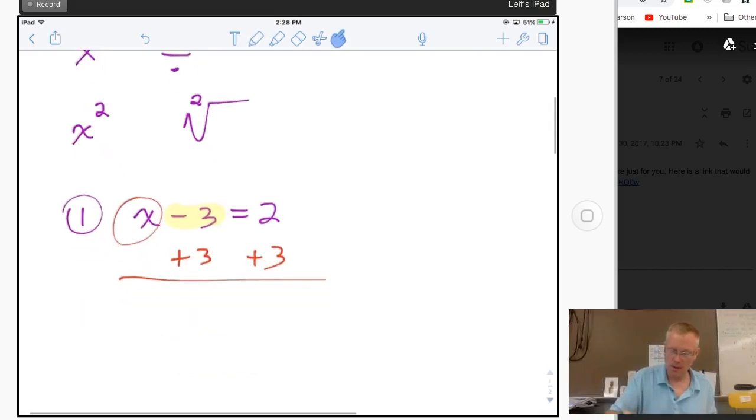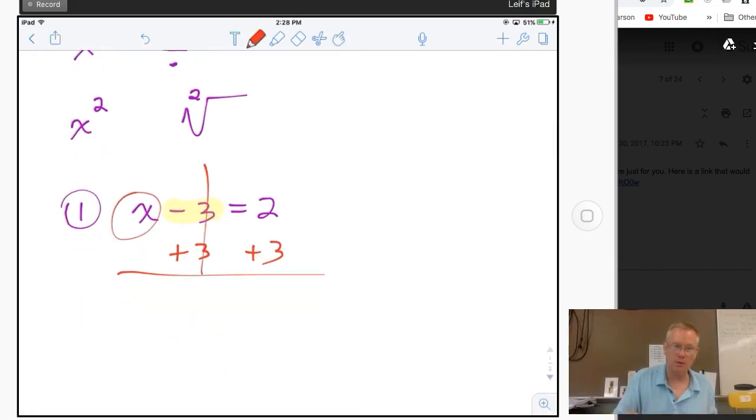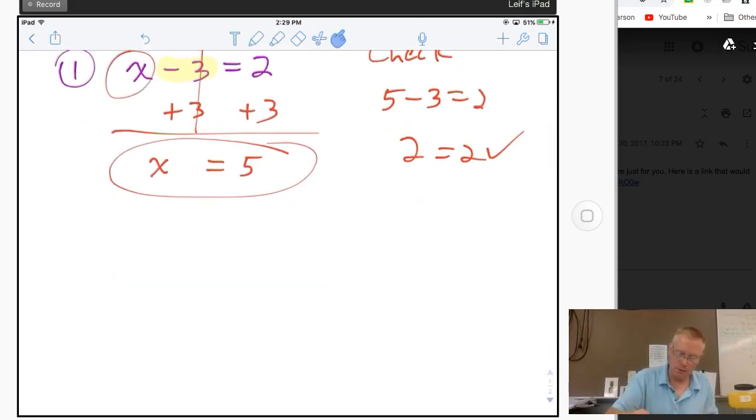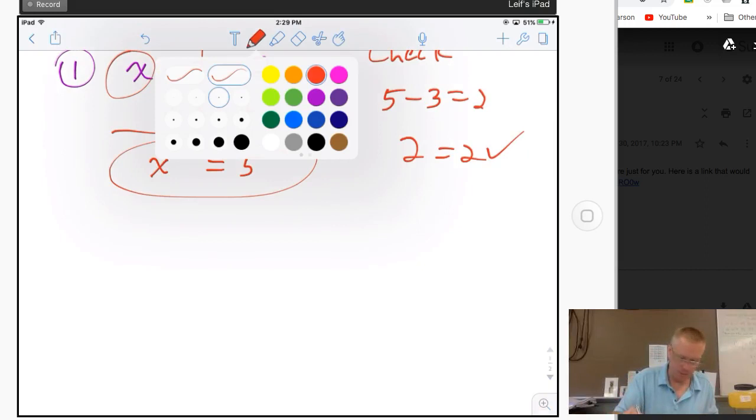So you're going to add 3 to both sides, and then those cancel, because minus 3 and plus 3 is 0. So I'm left with just the x. And that's the whole idea, solving for x, getting x alone, or whatever variable it happens to be. 2 plus 3 is 5, and that's my answer. You can always check your answer by plugging it back in. And did you get that 2 equals 2? Yes, you did. Okay. We'll go on to number 2.